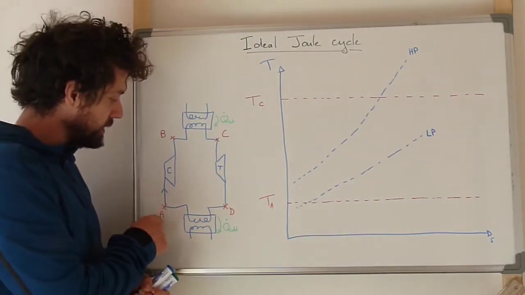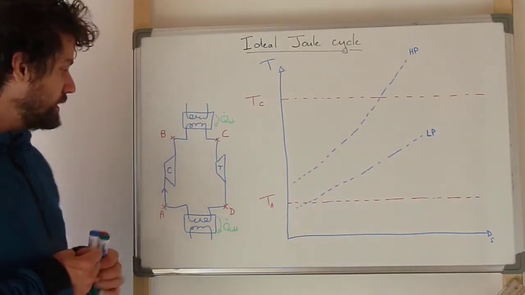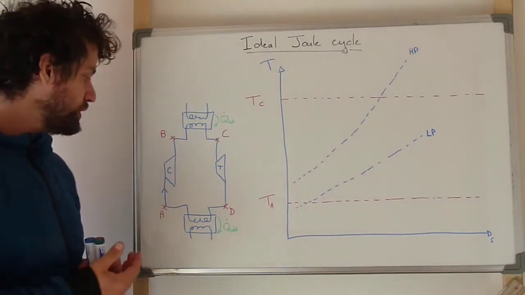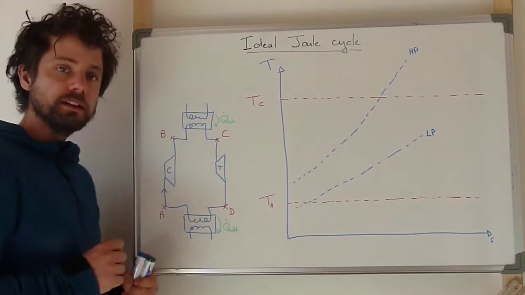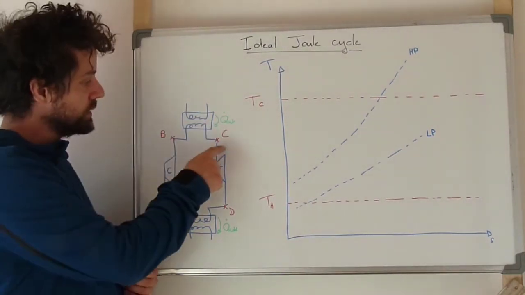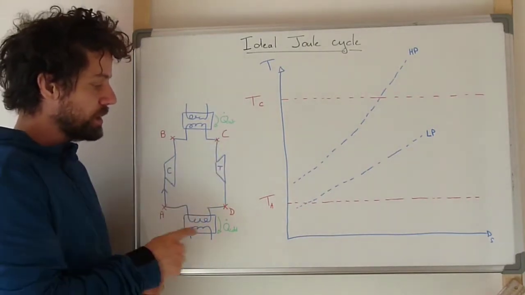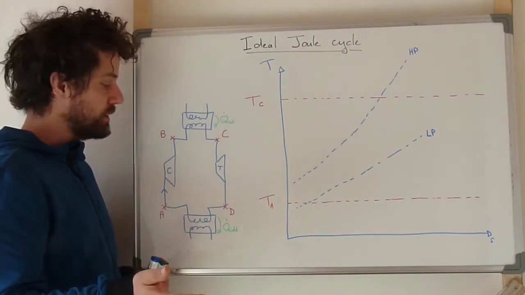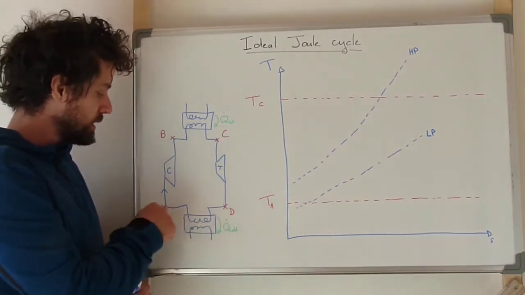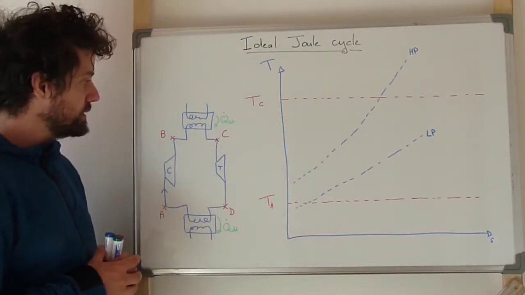We have A, the letter for the state we have at the inlet of the compressor, so cold temperature, low pressure, and then B is the outlet of the compressor, inlet of the hot heat exchanger. C is outlet of the hot heat exchanger, inlet of turbine. D is outlet of the turbine and inlet of the cold heat exchanger, and then we have again point A, and the cycle is closed.